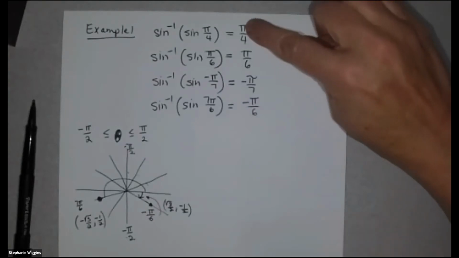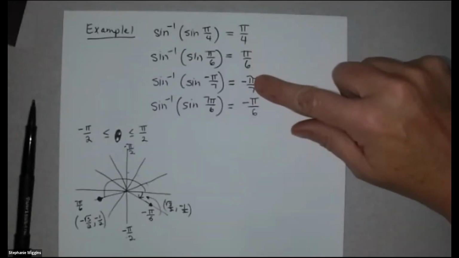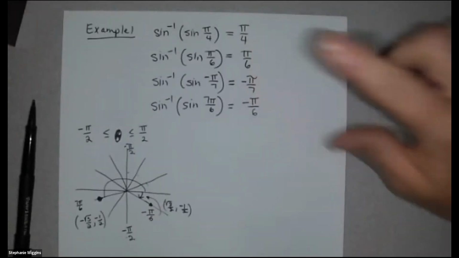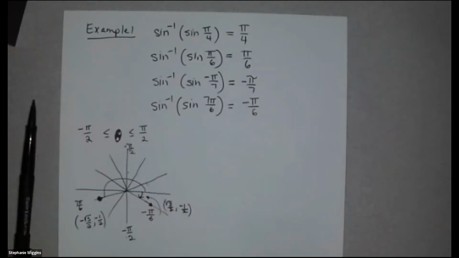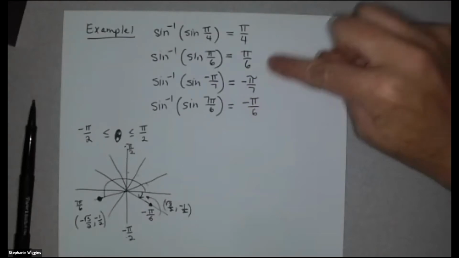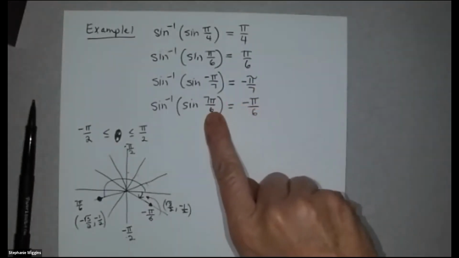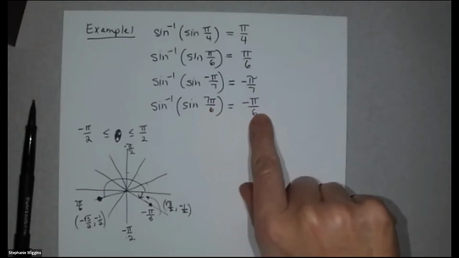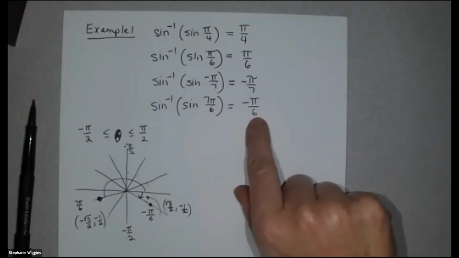So why did these work? Why did pi over 4 work and pi over 6 work and negative pi over 7? Well, because they were all between negative pi over 2 and pi over 2. Since we're working with sine, our angles have to be in that range. This one was not. 7 pi over 6 is out of that range. So we had to convert it to an angle that had exactly the same sine value, but was within the range that we needed it to be, okay?